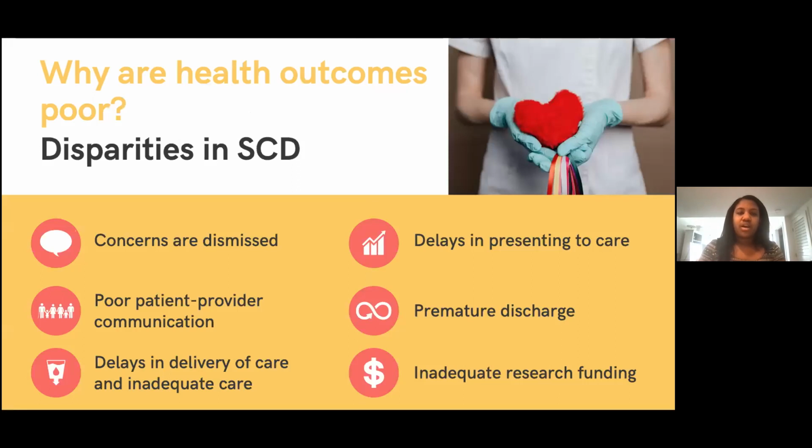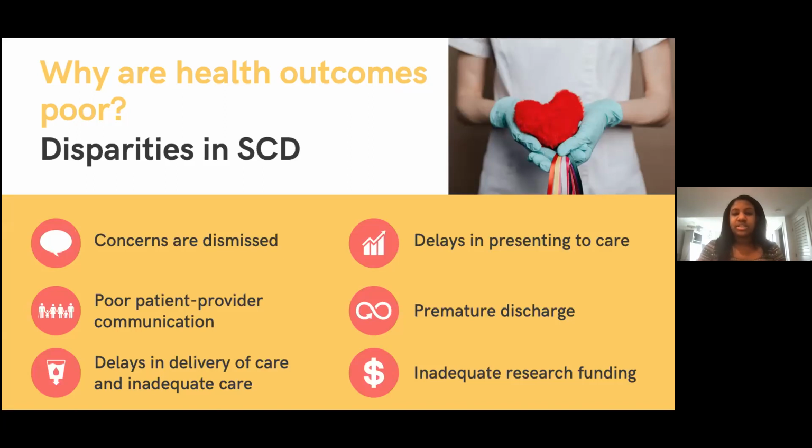So why are health outcomes so poor in the patients with sickle cell disease? A lot of different reasons have been explored in the literature. Firstly, patients with sickle cell disease are often marginalized and dismissed when seeking medical care when their bodies hurt. And there have been studies that have actually looked at patients' ratings of patient-provider communication, and poor patient-provider communication from their perspective has been shown to lead to more hospitalizations and more readmissions for SCD complications.